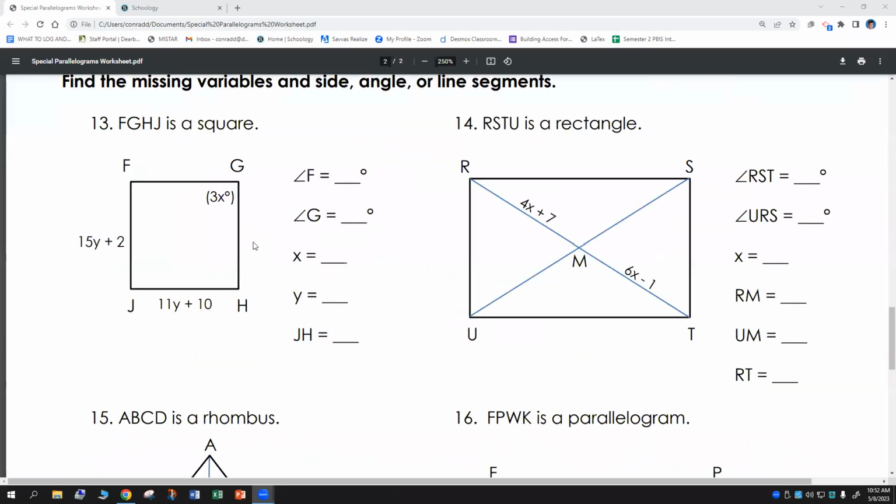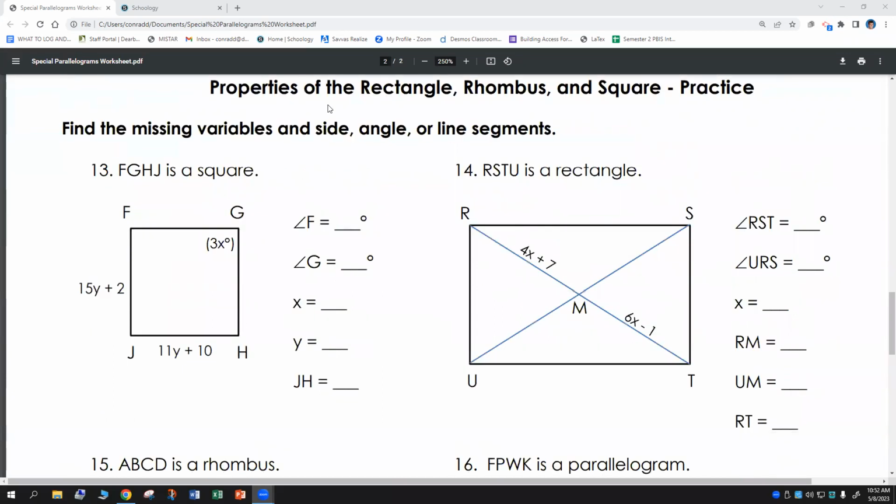All right, on the back now of that first page, we have the problem solving, right? We've got to solve for x, plug it back in and stuff like that. All right, so 13 is a square. FGHJ is a square. So we know squares have 4 right angles. So we know the measure of angle F should be 90 degrees. The measure of angle G should be 90 degrees. We know that 3x is going to equal 90. And then when we divide both sides by 3, we get x equals 30. So that's going to be 30.